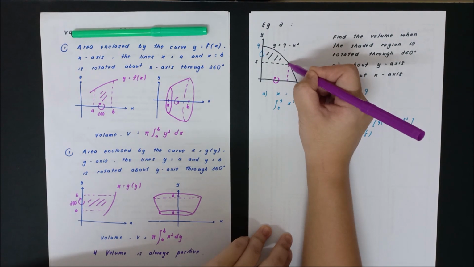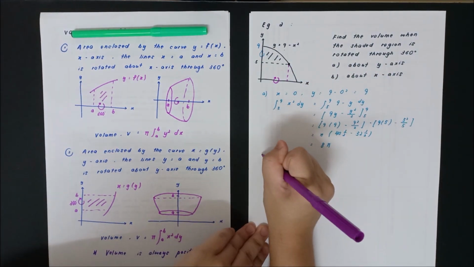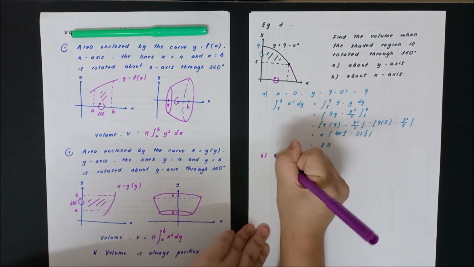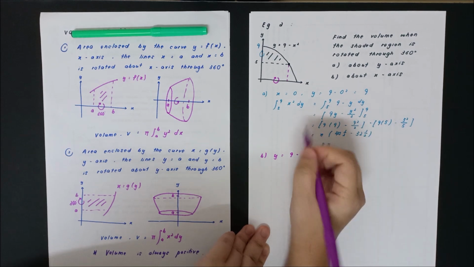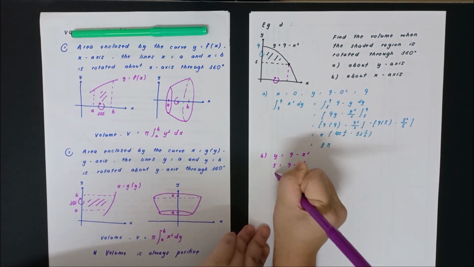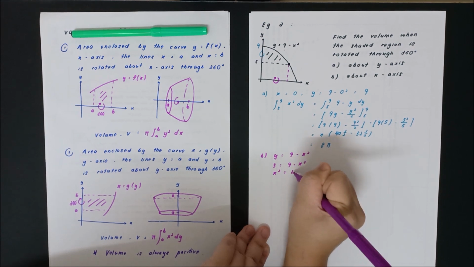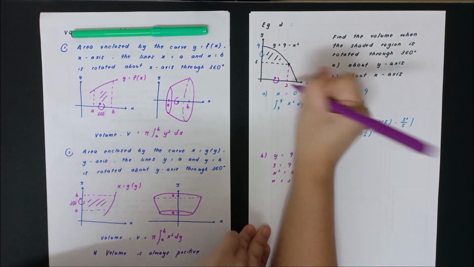So you can see there's a point here which already gives you y is 5, so we can find out what x is. So y equals 9 minus x squared. Since y is 5, 9 minus x squared equals 5, so x squared equals 4, which gives you x equals 2. So we know that this is 2.